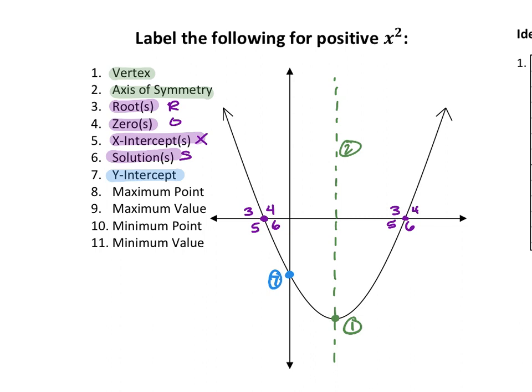The next word is the maximum point. Now, maximum means the tallest point. Does this have a tallest point up here? No way. There's no tallest point. You've got arrows that go up. So we actually don't have a maximum point or maximum value. But we do have a minimum point and a minimum value. The minimum point is still right here at my vertex. That's exactly where the minimum point is. And the minimum value would be whatever this value is on the y-axis. We look over at that level and we say, well, how tall or how small are we?